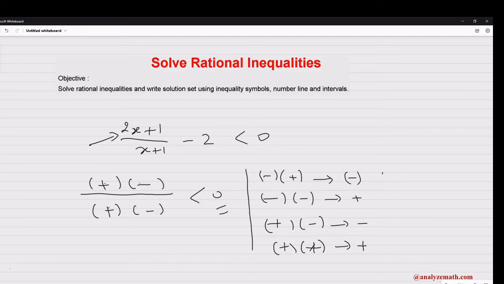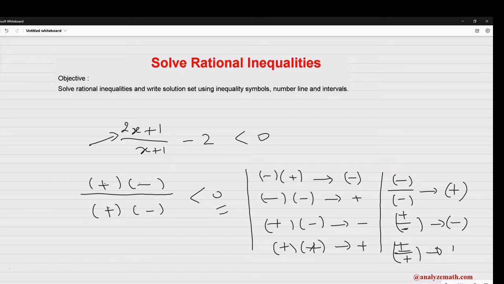Similar rules apply when you divide. If you divide a negative number by a negative number, you get a positive number. If you divide a positive by a negative number, you get a negative number. If you divide a positive number by another positive number, you get a positive number. And the rule, negative over positive gives you a negative number.